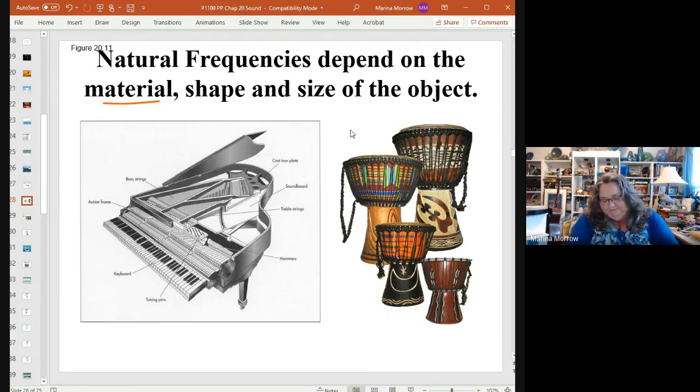And so the dimensions matter, right? So for a xylophone, deeper notes here, higher notes where it's smaller, right? So just like the drum head, the smaller it is, the smaller the wavelength that you fit across. And that means a higher pitch.